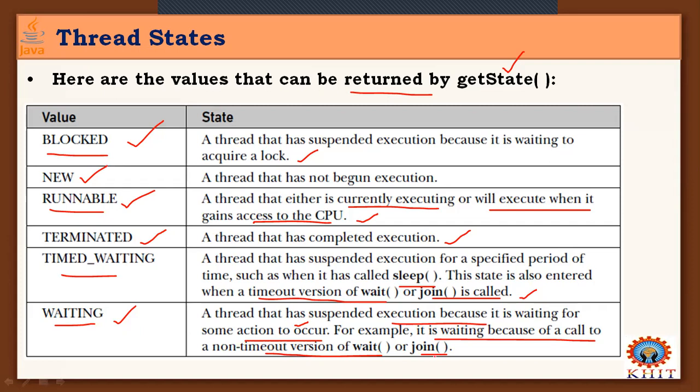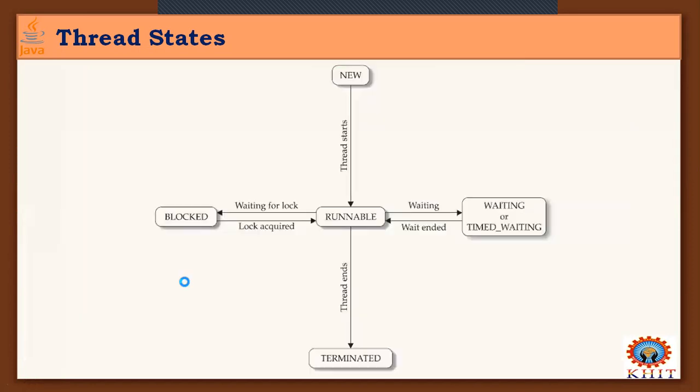It is the non-timeout versions of wait and join, without timing values. A thread may be suspended in its execution because some action has to occur at this moment, then it goes to the state called waiting state. All of these are the values of the thread states during execution of those threads in our computer systems.